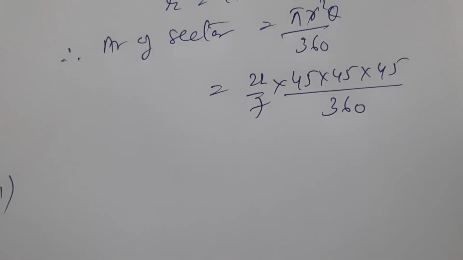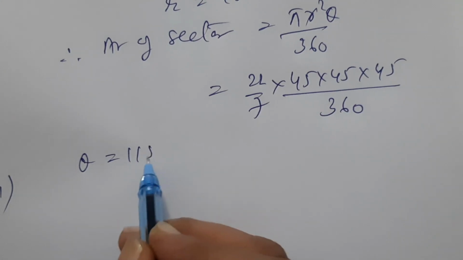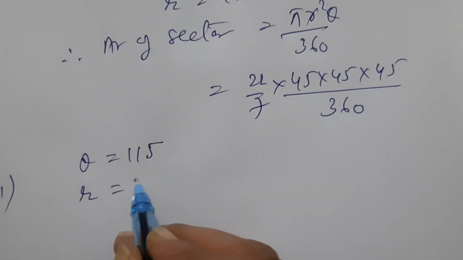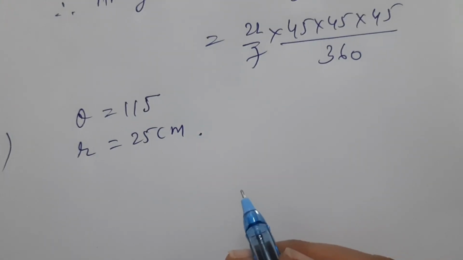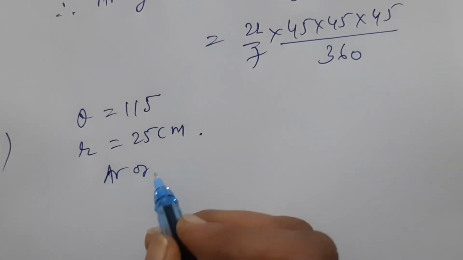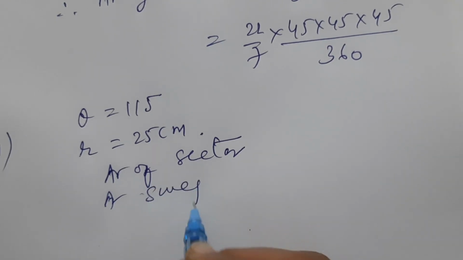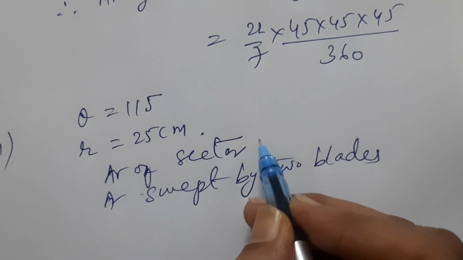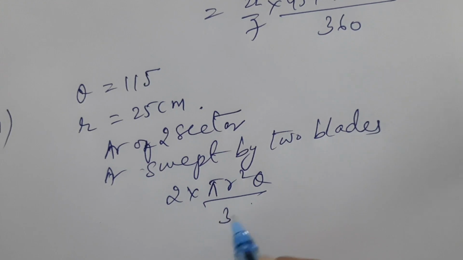11th question is given, a car has 2 wipers which do not overlap. So here 2 wipers are there, they are not overlapping. Theta is given 115 and length of the blade is given, that is nothing but radius 25 centimeter. We need to find area swept by them. So again 2 blades are there. So area of sector only we are going to calculate, that is area swept by 2 blades. That is area of 2 sectors. 2 multiplied by pi r square theta by 360.